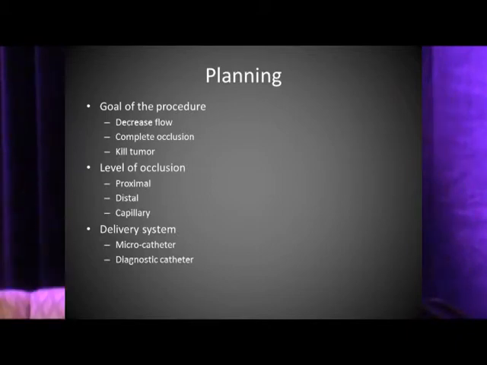The next thing is level of occlusion. Are we looking at proximal, distal? Are we going for capillary embolization? And then the delivery system, how are we going to get there? Do you think we can get there through a diagnostic catheter? Do we have to get a microcatheter out before we start embolizing with what we're going to use?